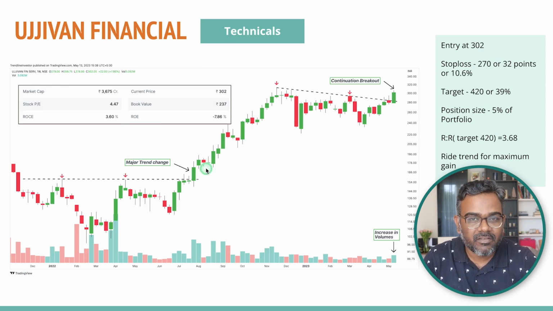Now, this stock actually had a very strong breakout somewhere in August 2022. We had a very strong breakout. It was an inverted head and shoulders breakout here. It was a major trend change on the weekly charts, and we had a strong move up from here, right?